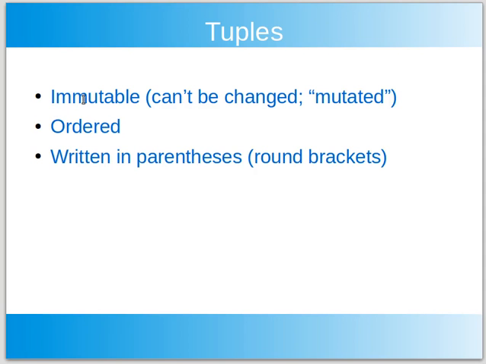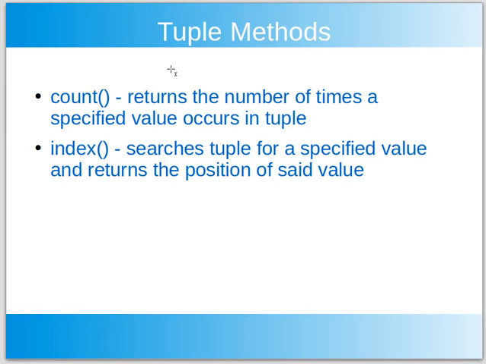Tuples. Immutable, can't be changed or mutated. Ordered, written in parentheses, round brackets. Tuple methods. Count: returns the number of times a specified value occurs in the tuple. Index: searches the tuple for a specified value and returns the position of that value.